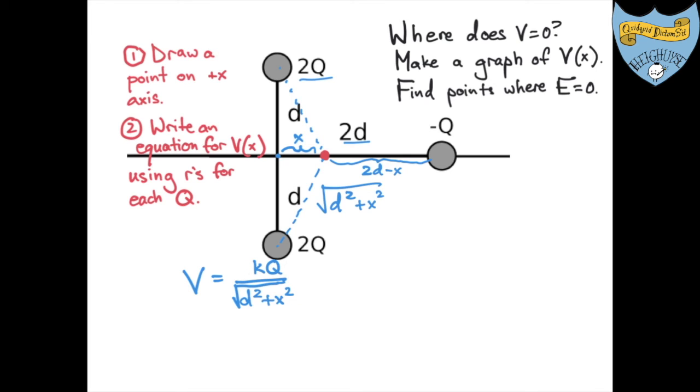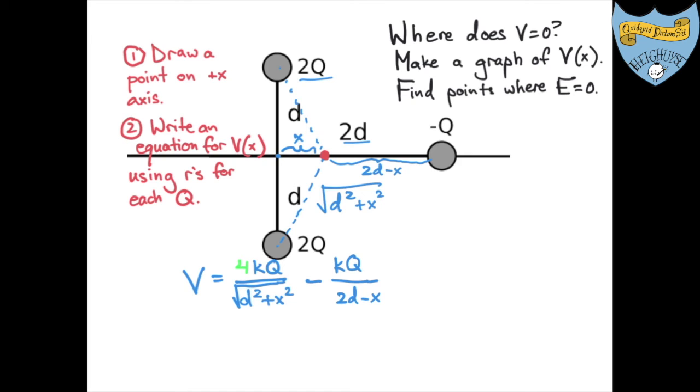With that in mind, overall, when I add up the positive charges there, they're going to combine to give me 4kq over d squared plus x squared. All right, the electric potential from the negative charge is minus, because it's a negative, kq, because its charge is just of magnitude q, over 2d minus x. Now, in a minute, we're going to try to make a graph of this.